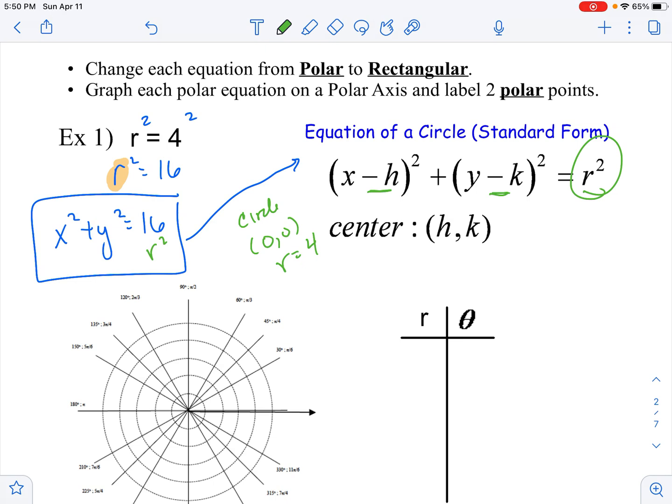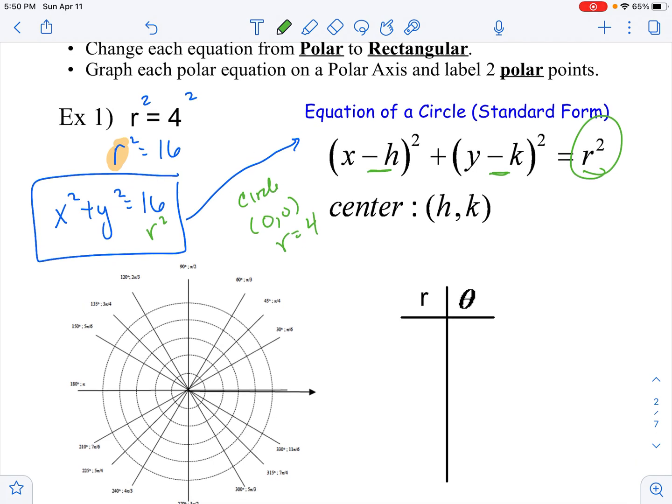All right, so if we wanted to plug in some values to this polar equation, I want to label 2 polar points at least on this graph. So I know it's a circle, I know the radius is 4, but let's talk about the polar coordinates. I know that r always has to be 4. So no matter what theta values we plug in, that r value always has to be 4. So I can plug in something like π/6 or π/4 or π/3. No matter what that theta value is, I know the r value has to be 4.